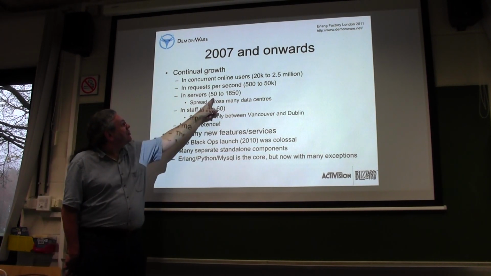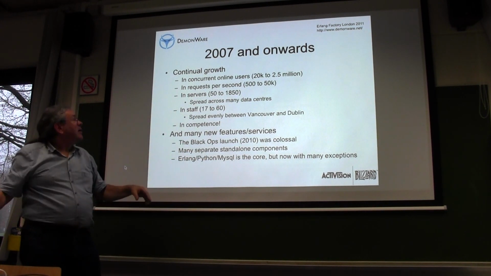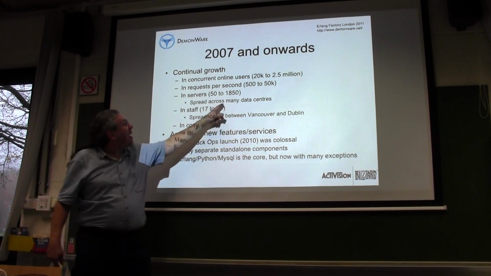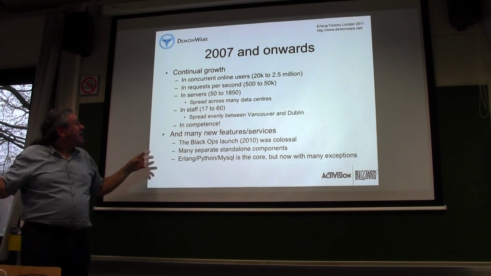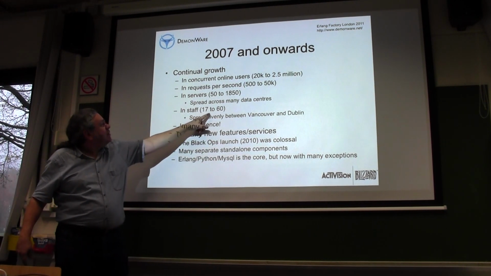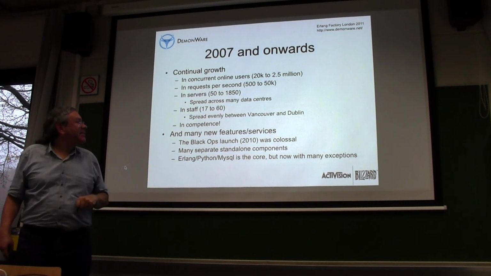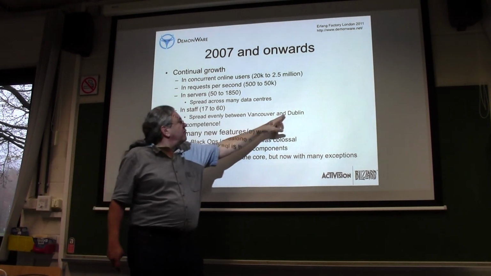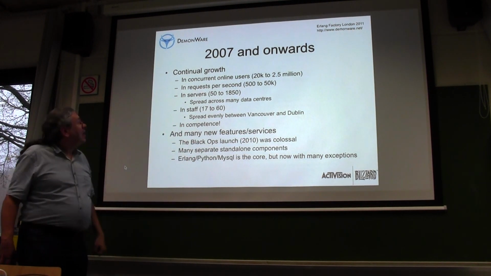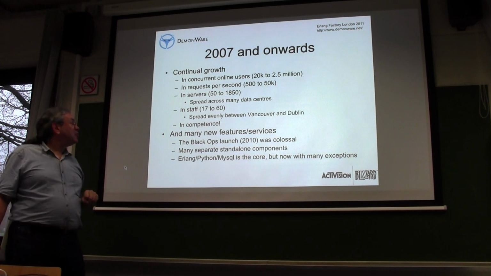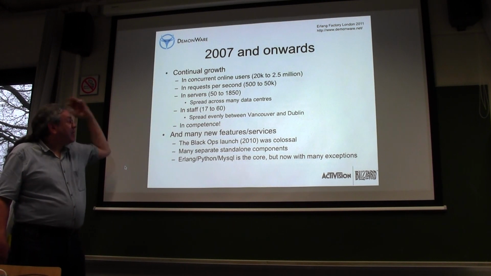The number of servers, so you have millions of users, but you have a bunch of servers, okay? The original, they had 50 servers. Now they have 1,850 servers talking to each other. That's a big system, okay? And then the company grew in staff from 17 people to 60 people. Still not that much, huh? For something like this. Spread evenly between Vancouver and Dublin. So Canada, North America, and Europe. Also, they grew in competence. They really matured. They added many new features, services.